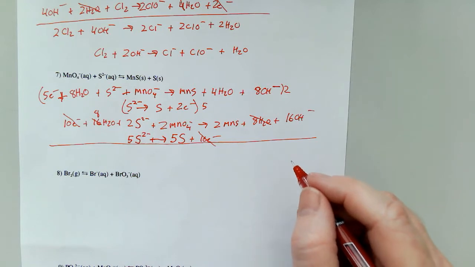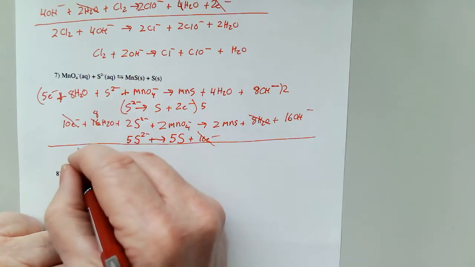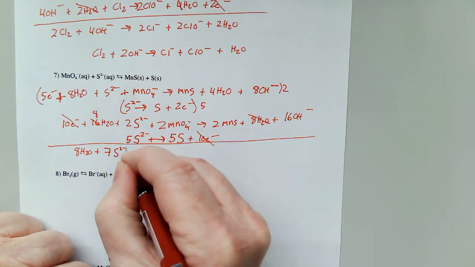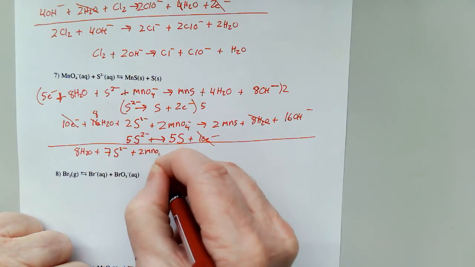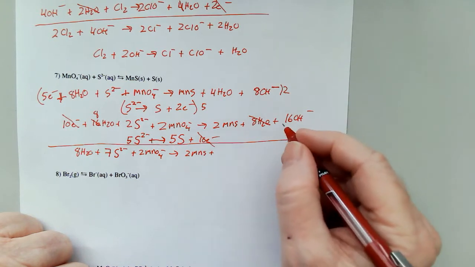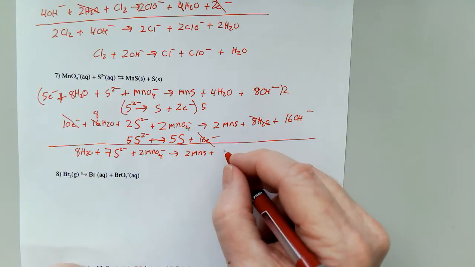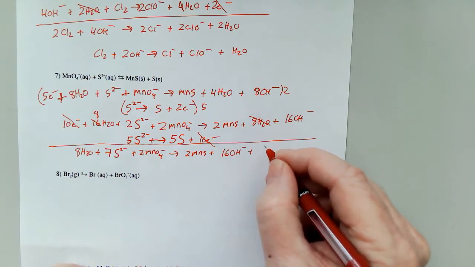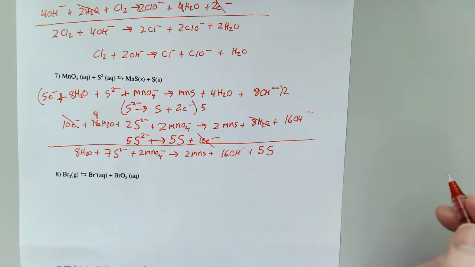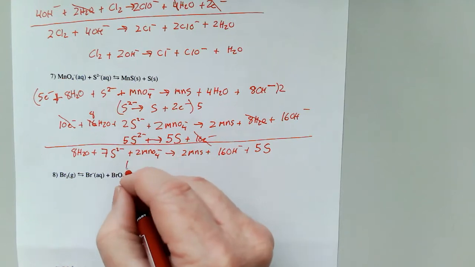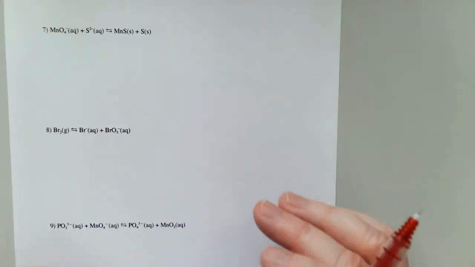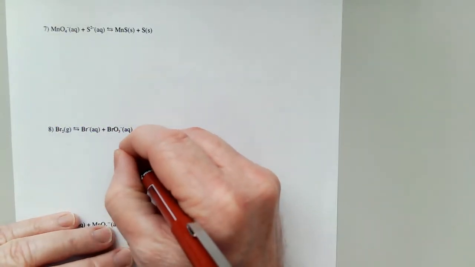So what am I left with now? 8 waters and 7 sulfide and 2 permanganate to give me 2 MnS and 16 hydroxides and 5 sulfurs. All right. So 2 times 7 is 14 minus, and 2 more is 16 minus, and from the hydroxides, 16 minus. All right, looks good.